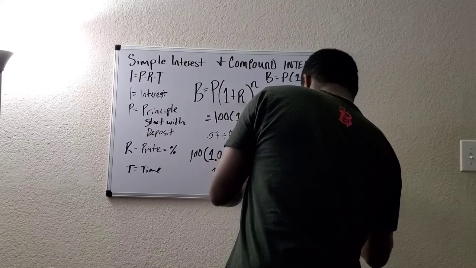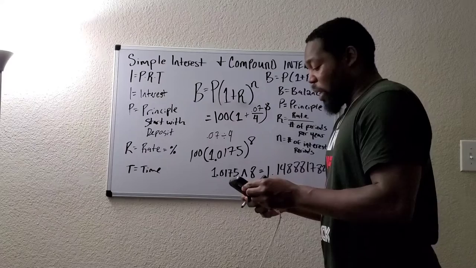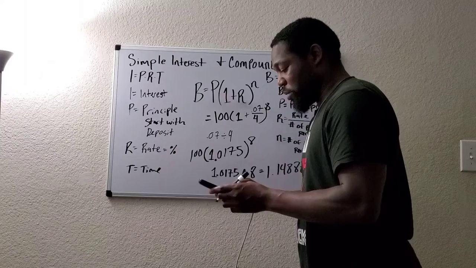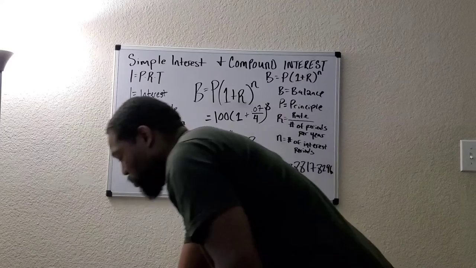Can you see that long number? I don't know if you can even see me, but that's the number that we're going to be dealing with. And then from there, we're going to take this number here. And the last part is taking that and multiplying it by 100. And our final answer, our balance in our account would be $114.89.